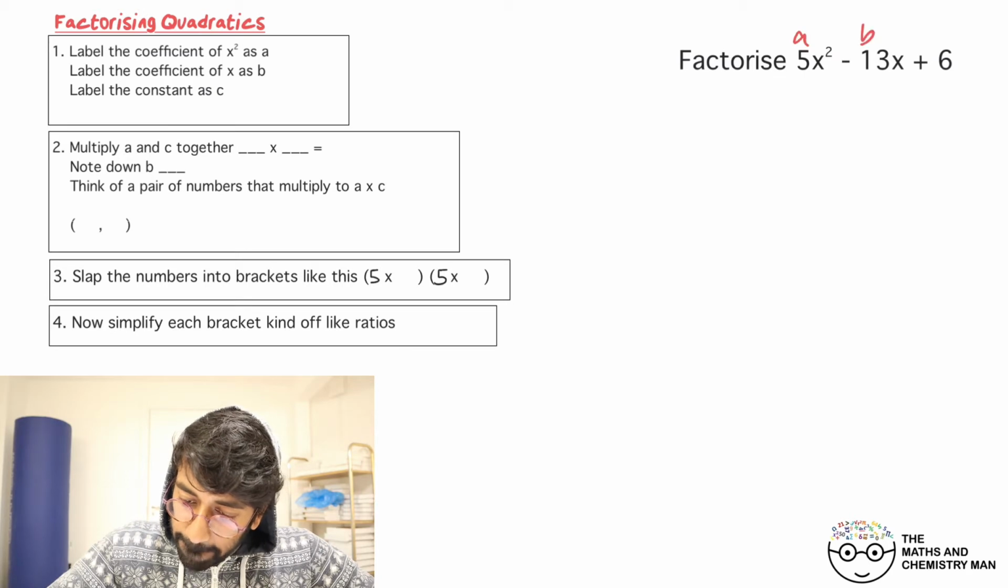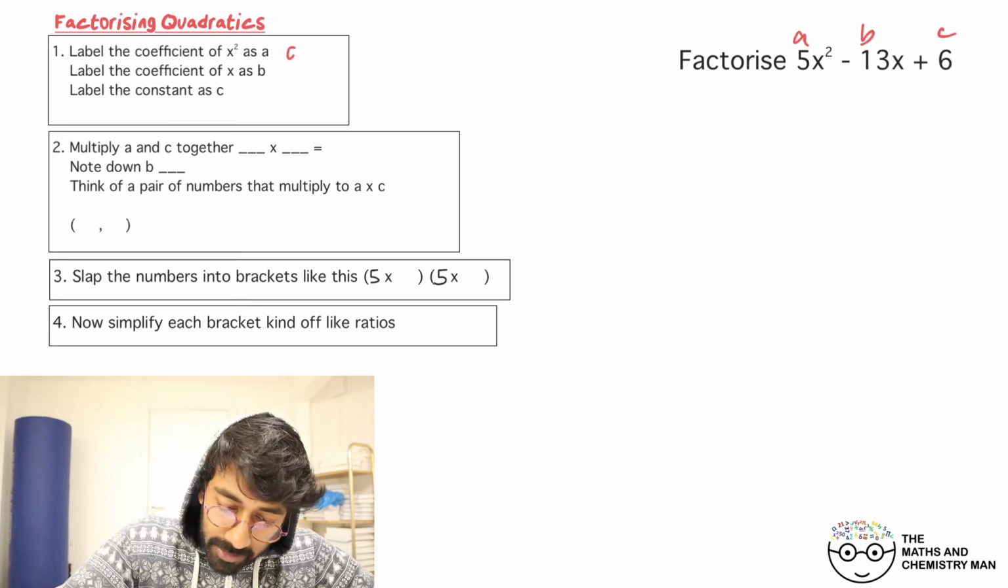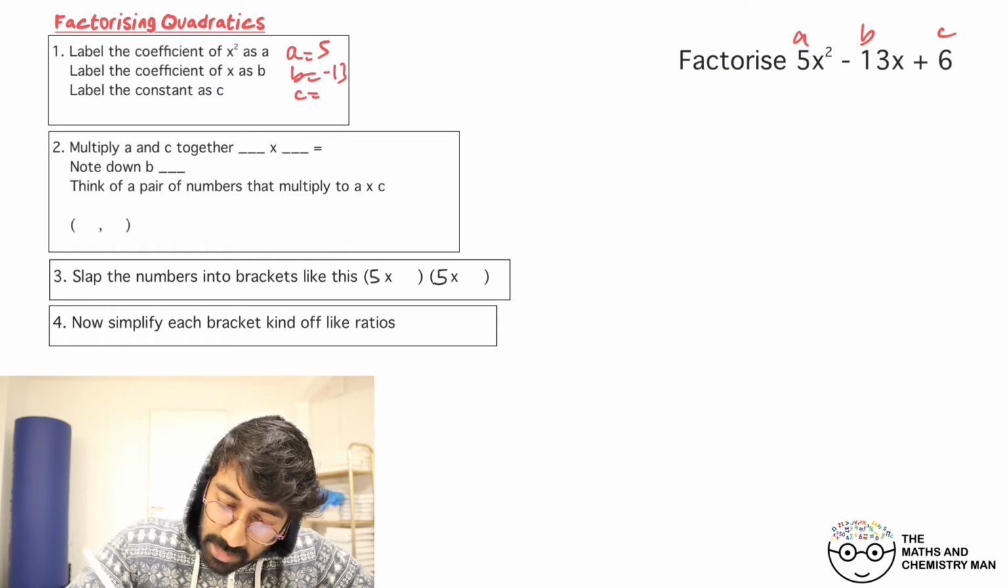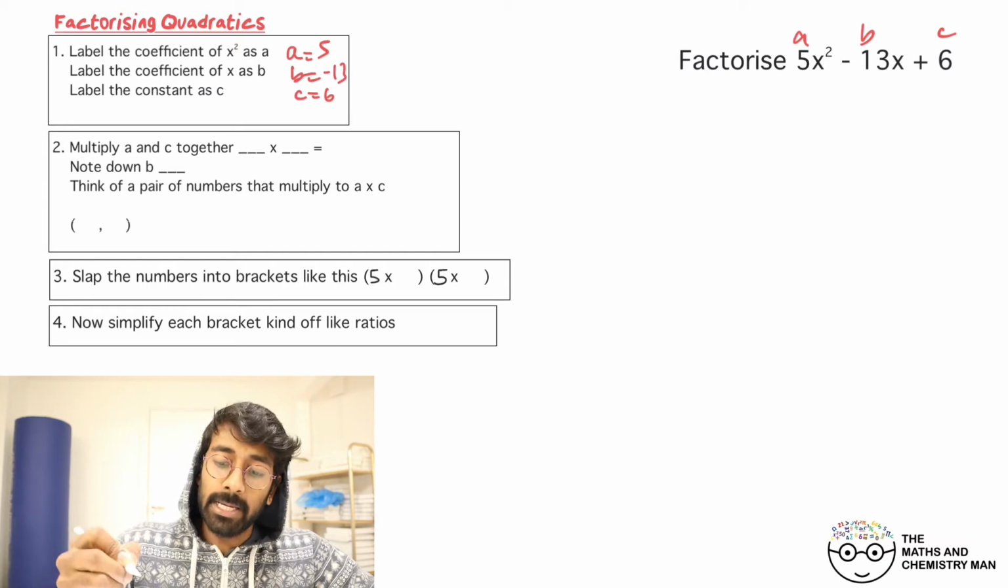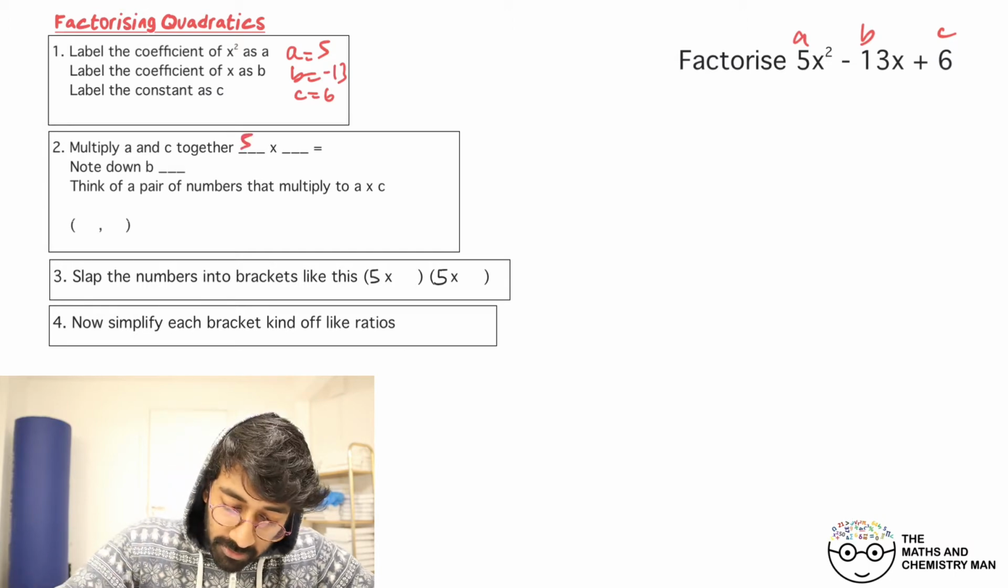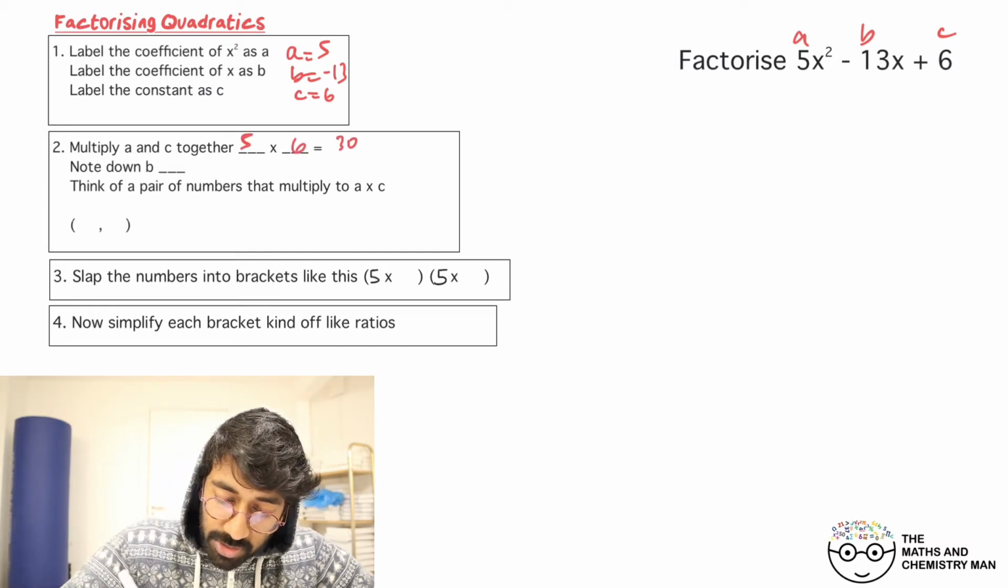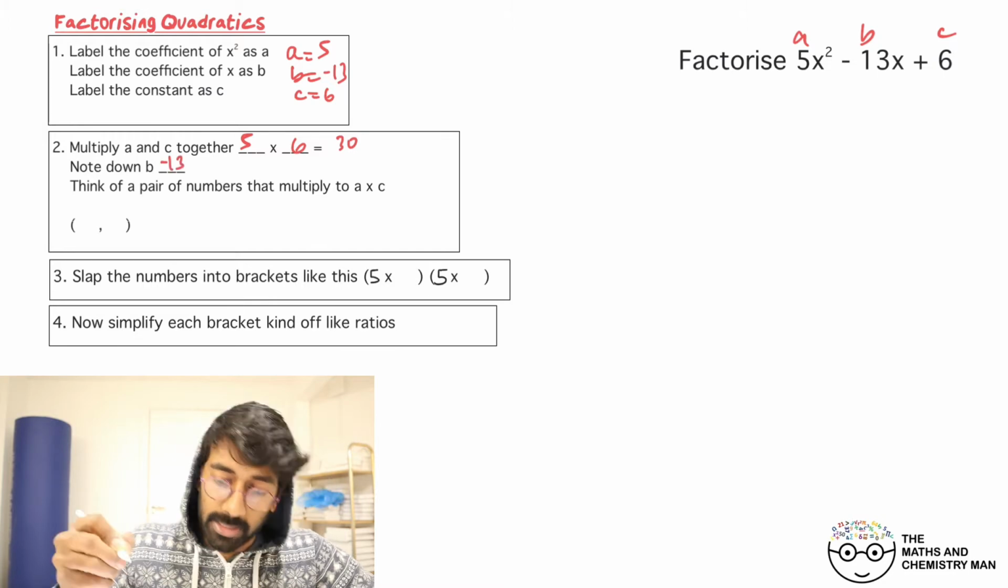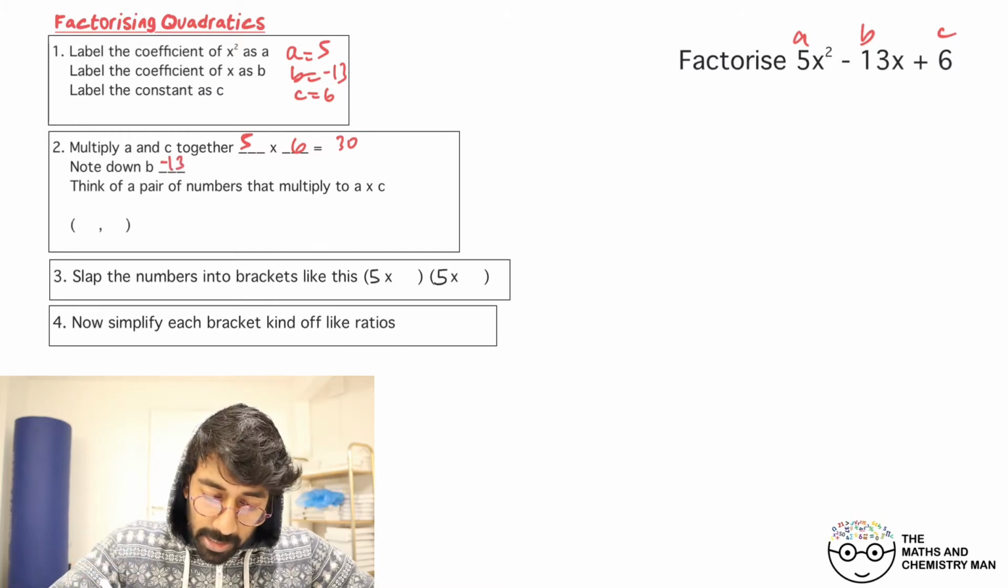So here's A, B, and C. And we'll go A is equal to 5 this time, B is equal to minus 13, and C is equal to 6. Multiply A and C together. So that's 5 times by 6 this time, which is 30. Make a note of what B was. That was minus 13.